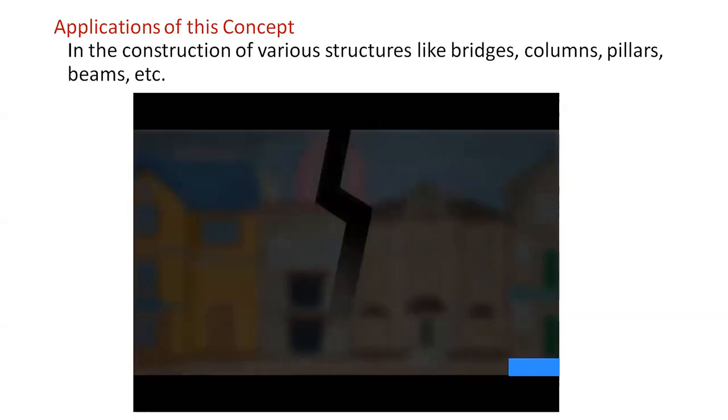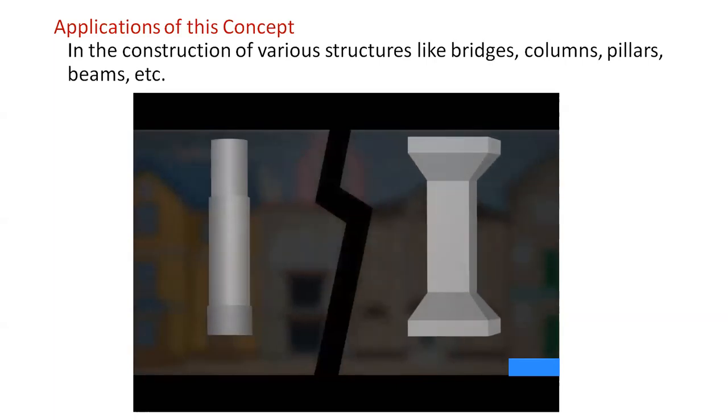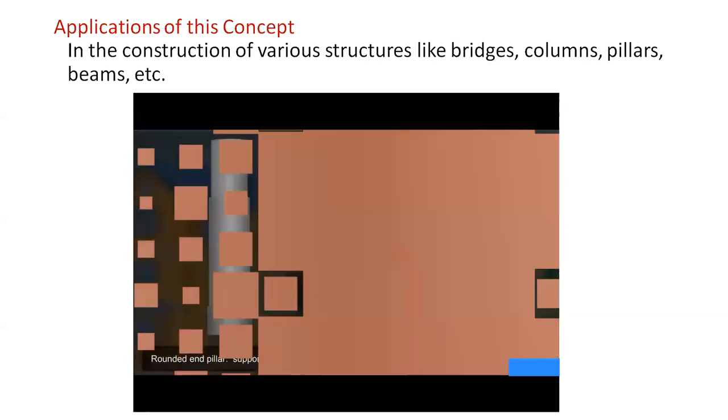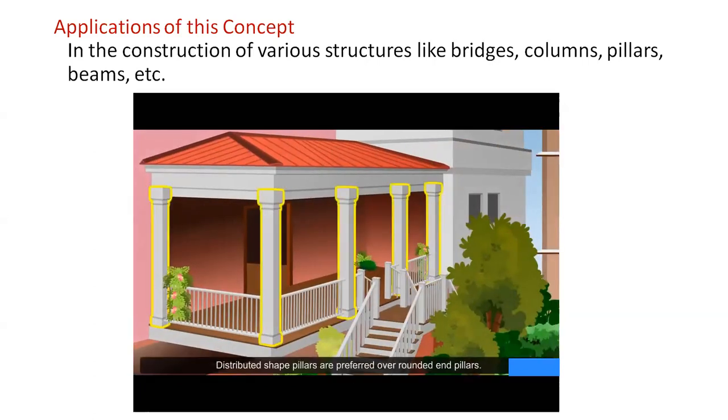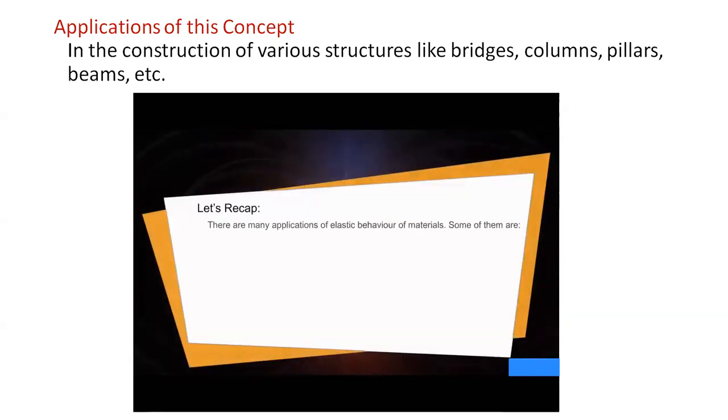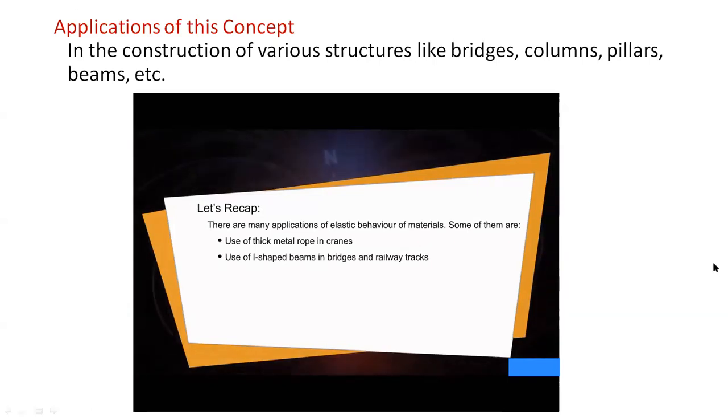Not only the beams, but the pillars or columns in buildings and bridges are also designed to reduce stress. A pillar with rounded ends supports less load than that with a distributed shape at the ends. So, distributed shape pillars are preferred over rounded end pillars. Let's recap. There are many applications of elastic behavior of materials. Some of them are use of thick metal rope in cranes, use of eye-shaped beams in bridges and railway tracks, and preferred use of distributed end pillars over the rounded ones.